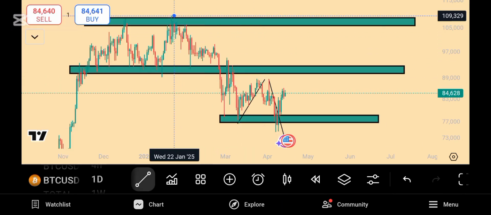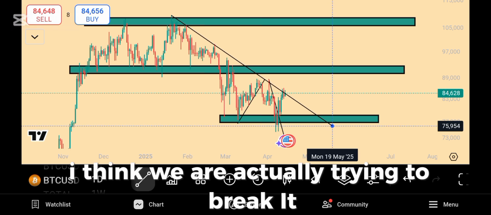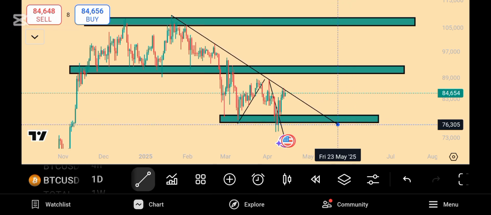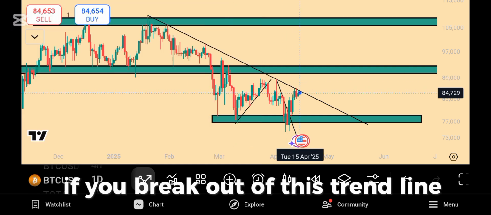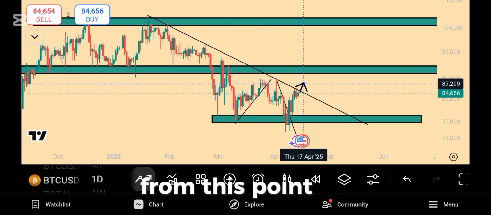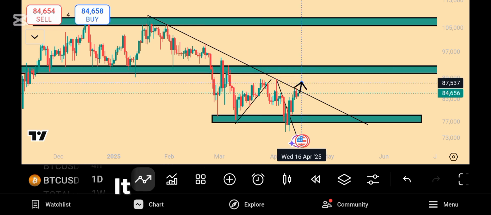Another consideration for a long position is if we break out of this trend line. There is a massive trend line here, and I think we are actually trying to break it at this point. But if we break out of this trend line and then possibly break out of this one, any trade from this point into this particular level will cause a breach. This particular level will disturb it. It will not be a free ride.